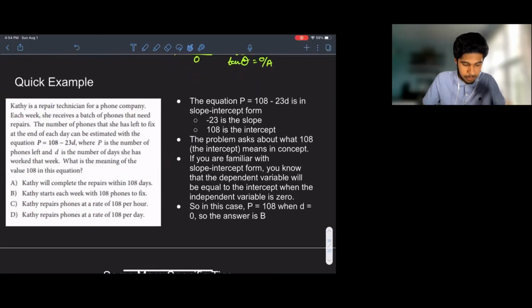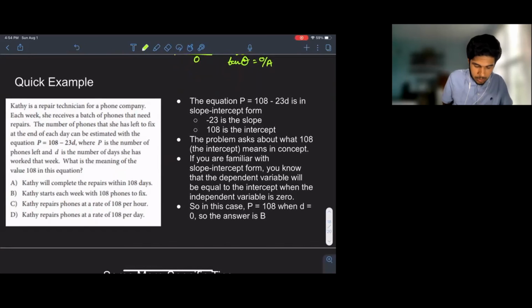And so here's a quick example. Let's read the question. Kathy is a repair technician for a phone company. Each week, she receives a batch of phones that need repairs. The number of phones that she has left fixed at the end of each day can be estimated with the equation P equals 108 minus 23D, where P is the number of phones left and D is the number of days she has worked that week. So what is the meaning of 108 in this equation?